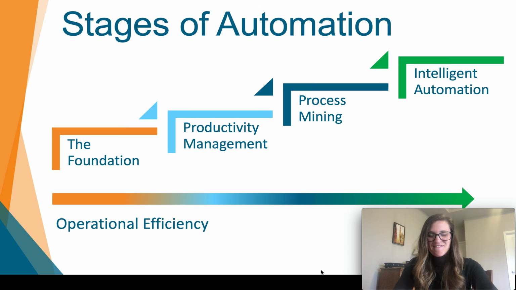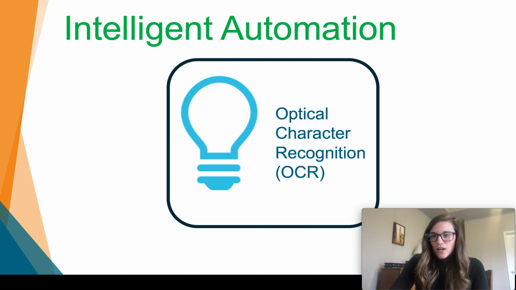Everybody, and welcome back for the last part of this mini-series focused on how to prioritize process automation. Today we're going to focus in on our final stage, which is intelligent automation, and this is where we're going to see the emergence of some of those buzzwords around automation like AI, machine learning, robotic process automation, and optical character recognition.